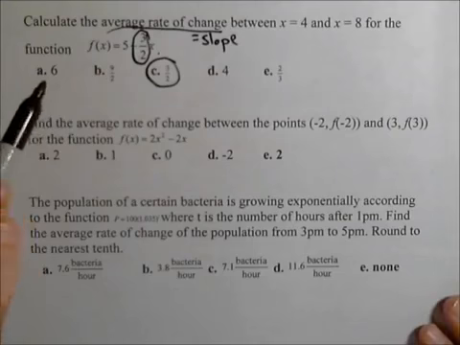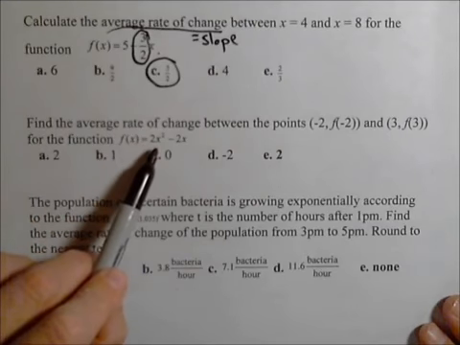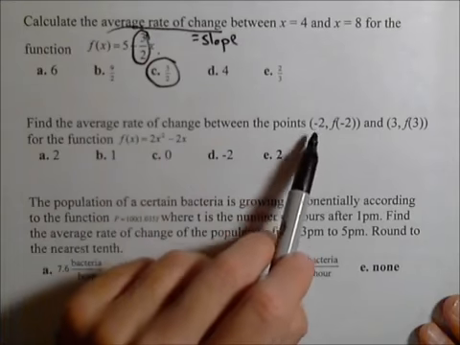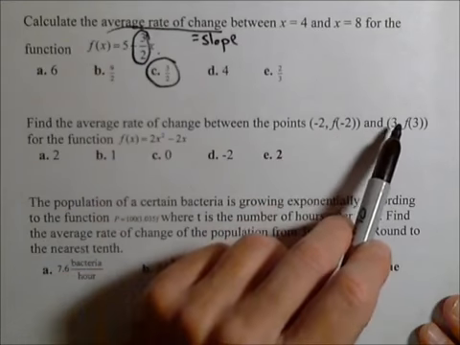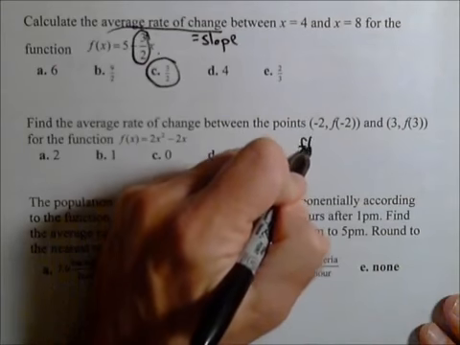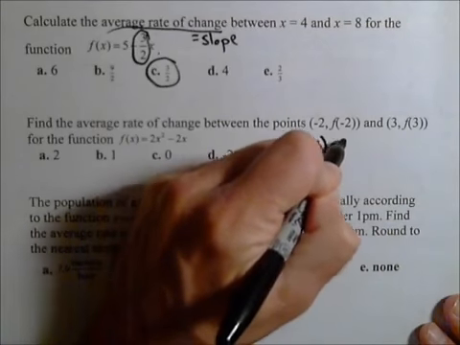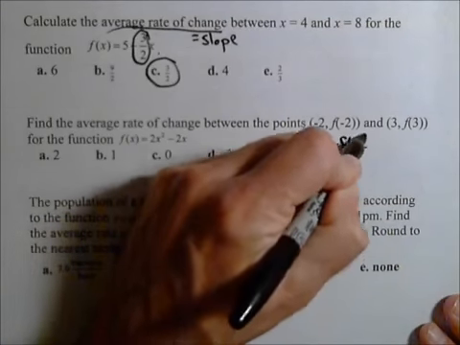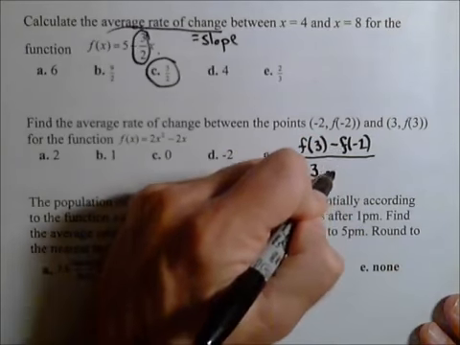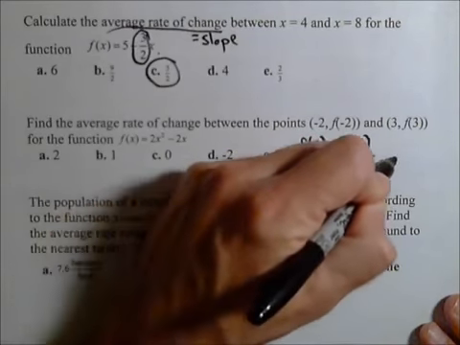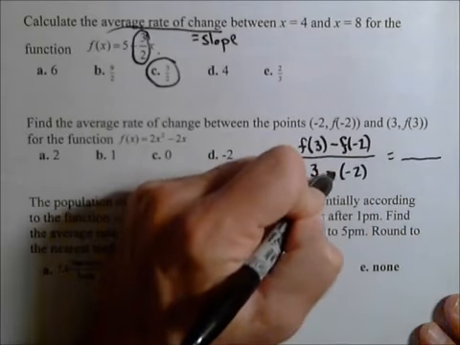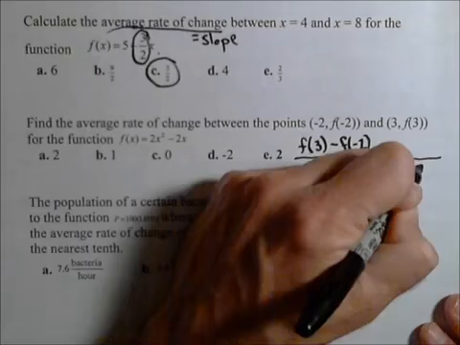And it's not always so easy. In this one, we don't have a linear function. We have 2x squared minus 2x for our function, and we want the slope between negative 2, f of negative 2, and 3, f of 3. So our average rate of change is our change in output, f of 3 minus f of negative 2, over our change in input, 3 minus negative 2. So our change in input is going to be 3 plus 2, because we have minus and negative, so over 5.